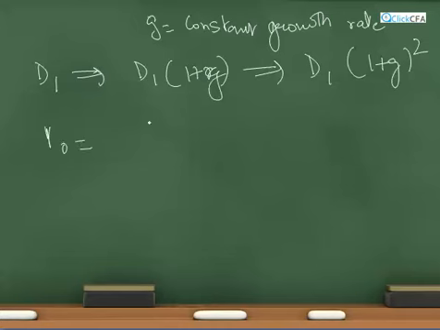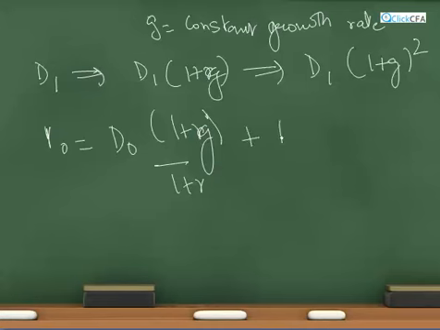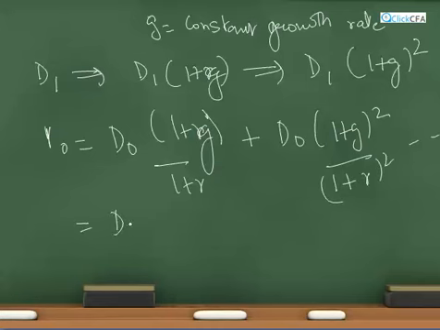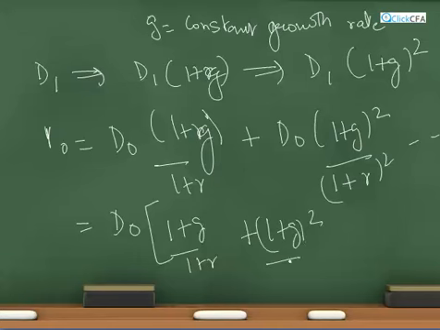Value of my equity is my initial dividend D naught into 1 plus G, discounting it back to present, plus D naught into 1 plus G square, discounting it back to present, and so on. So if I pull out the D naught, I am left with 1 plus G over 1 plus R, plus 1 plus G square over 1 plus R square, and so on.